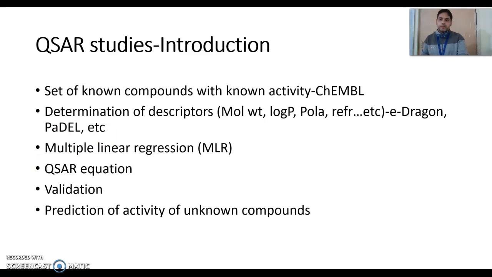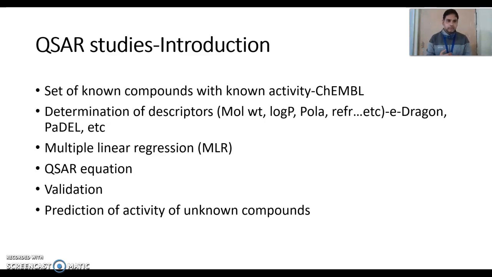After that, you have to do the multiple linear regression, which you can do using a simple Excel sheet, where you have a number of compounds in one column and the others are descriptors, 5, 6, or 7 descriptors depending upon your experiments. The last column is your biological activity. So you have to do a multiple regression analysis. By using that, you can generate a QSAR equation, and that equation you will use to check the activity of unknown compounds. But before using that equation, you have to validate it.